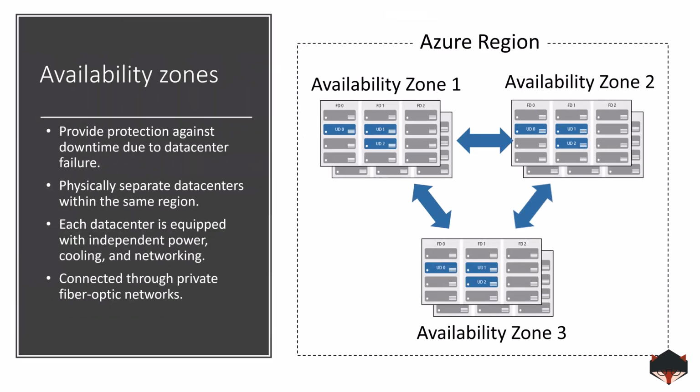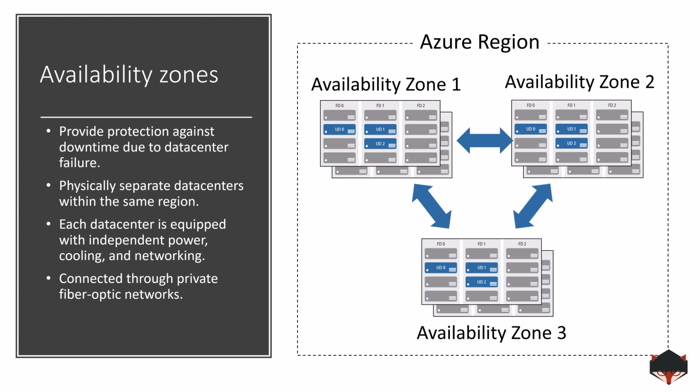Let's talk about availability zones, which are physically separated data centers within an Azure region. Each availability zone is made up of one or more data centers equipped with independent power, cooling, and networking. An availability zone is set up to be an isolation boundary. If one zone goes down, the other continues working. Availability zones are connected through high-speed private fiber optic networks.